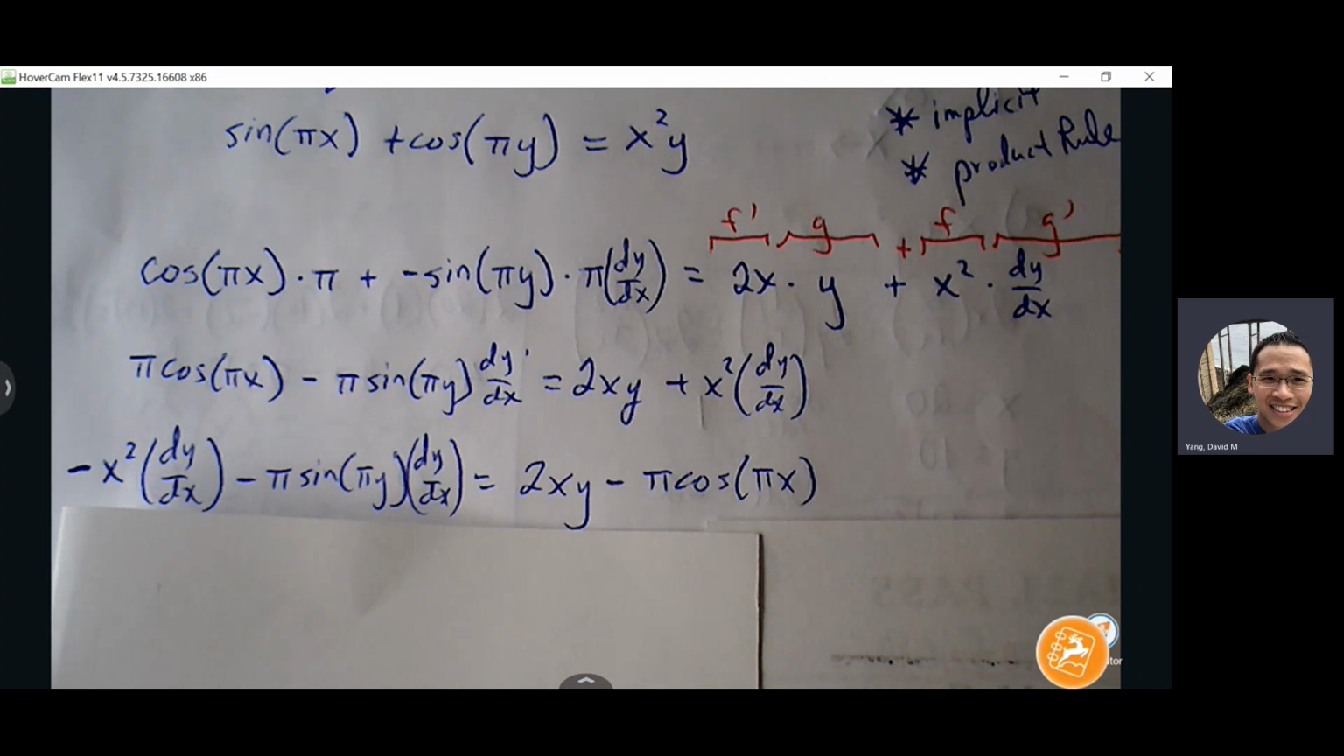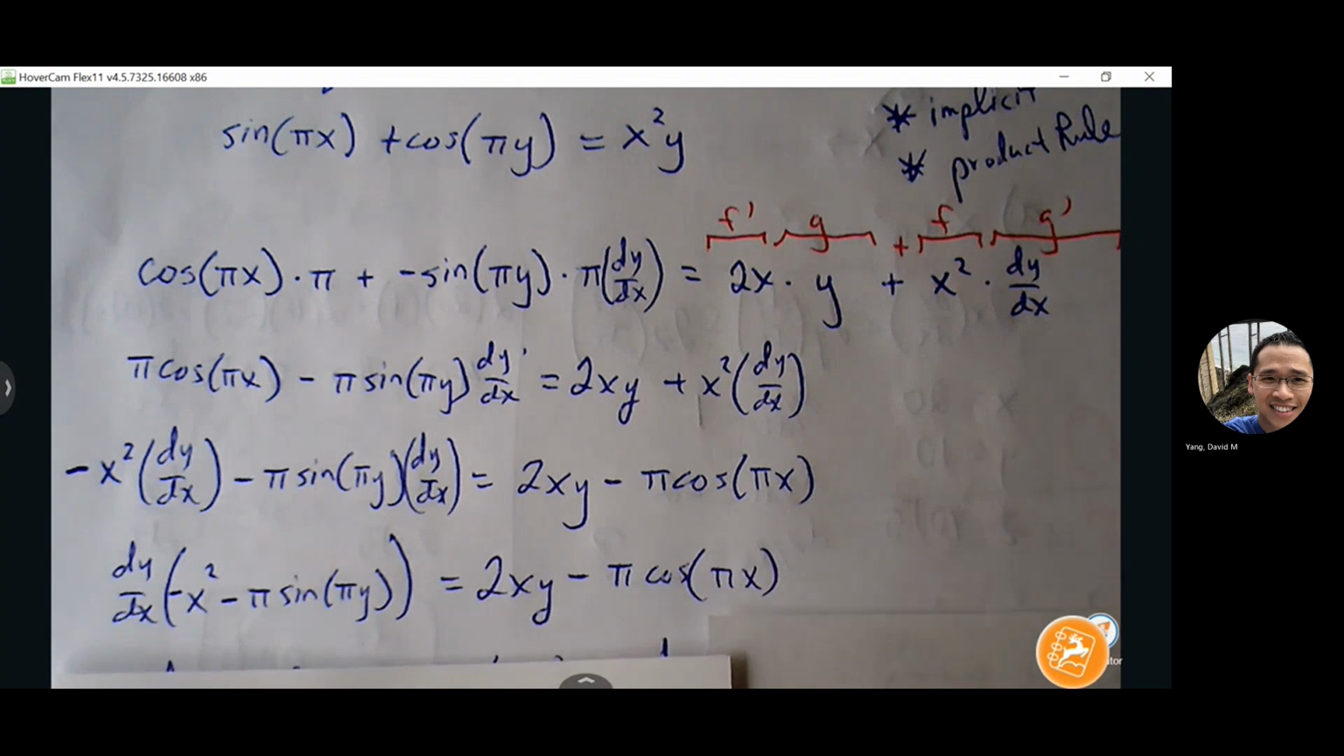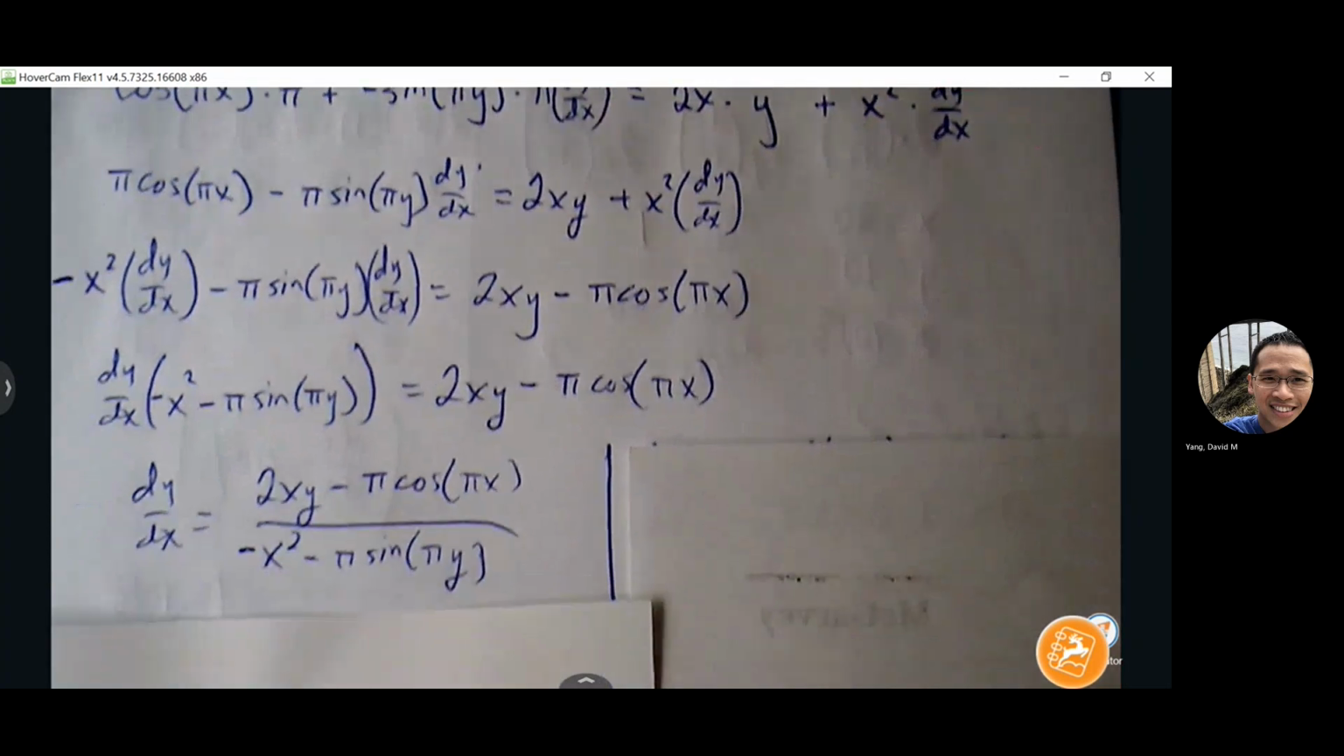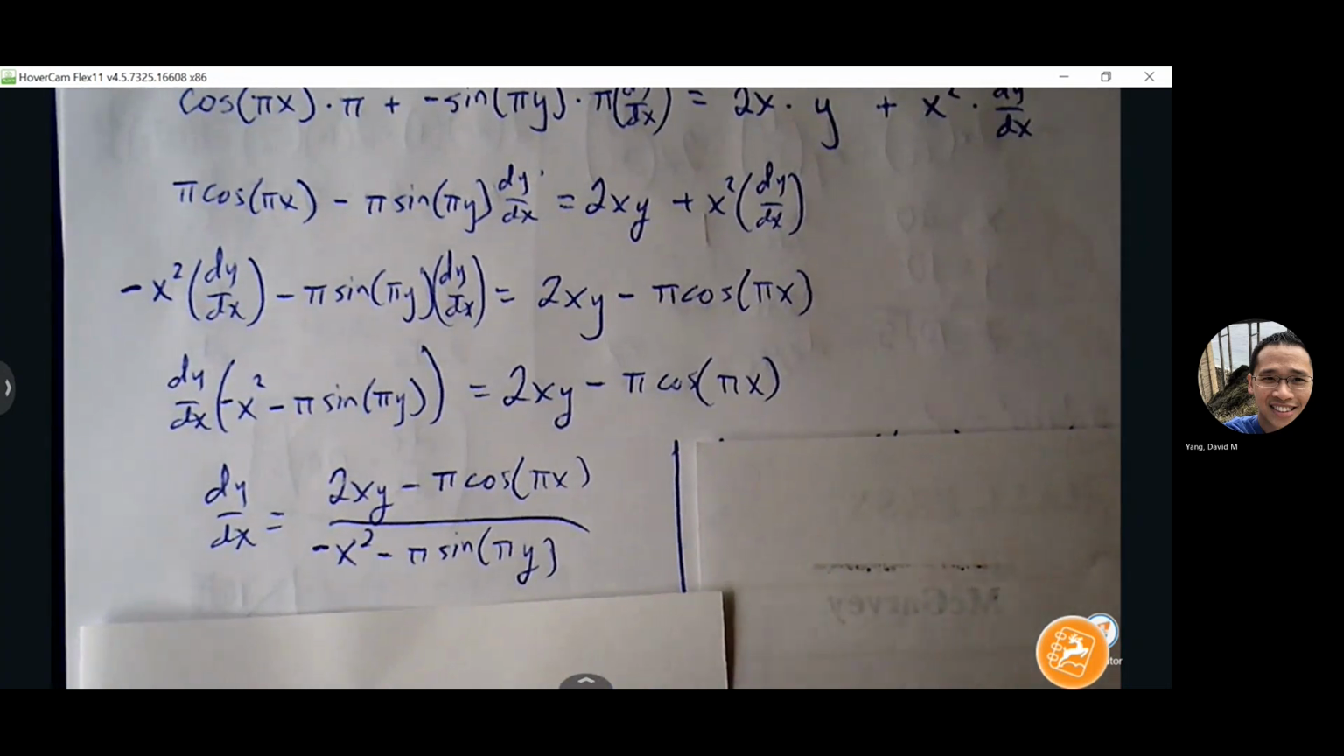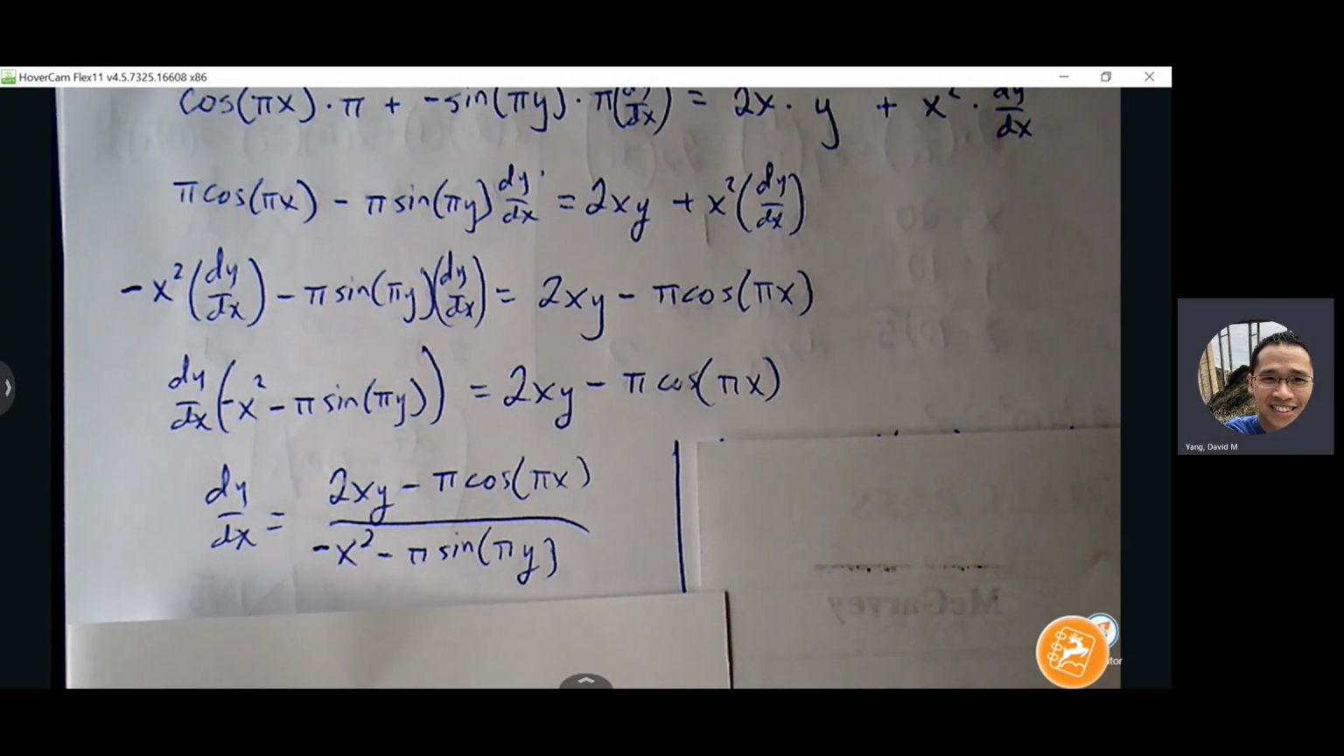Okay, what can I do next? Left side I could factor out that dy dx, okay, factor dy dx, and then you'll create a set of parentheses, and then you'll divide that parentheses over. Okay, so I have the derivative.